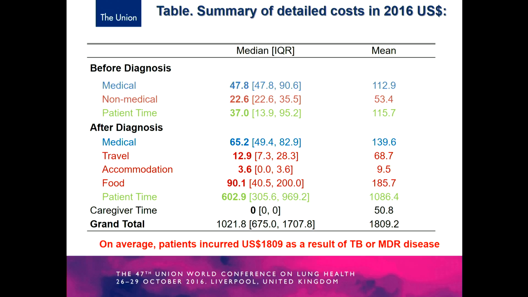For the detailed costs, before diagnosis, the costs are mostly medical costs and patient time. But after diagnosis, the majority of the costs belong to non-medical costs and patient time. In total, patients spend 1,000 in median and 1,800 on average.